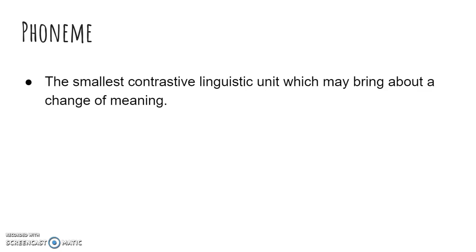So next we are going to talk about a phoneme. So what do you mean by phoneme? Alright. So a phoneme is the smallest contrastive linguistic unit which may bring about a change in meaning. It is the smallest sound unit that can bring about a change in meaning. If you replace one phoneme with another, it gives you a different meaning. So that is what is called as a phoneme.